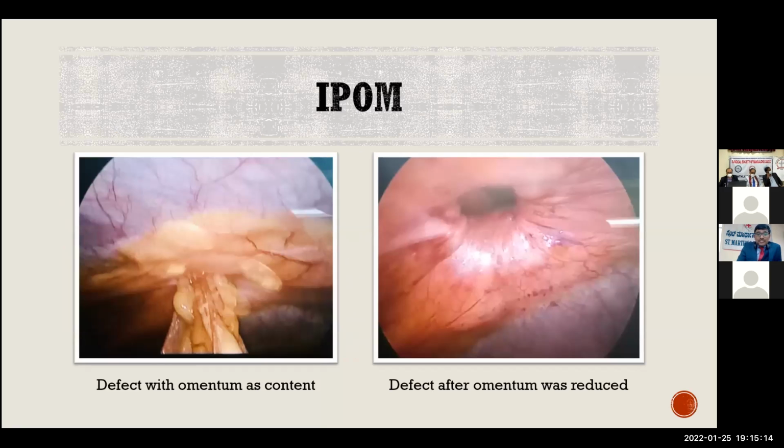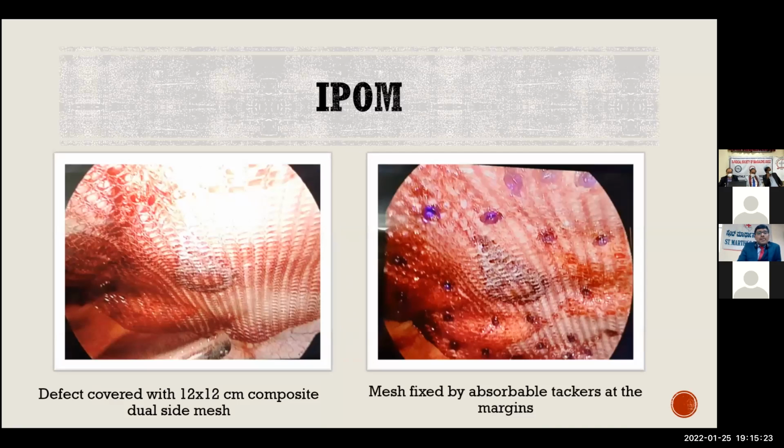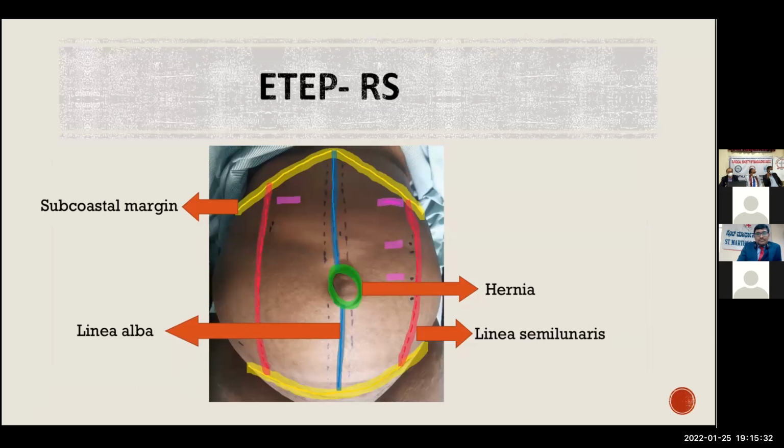The first picture shows the defect with the omentum as its content, and the second picture shows the defect after reducing the omentum. Here we can see that the defect is covered by a 12 by 12 centimeters composite dual side mesh and is fixed by transfacial sutures, followed by the mesh being fixed by absorbable tackers at its margins.